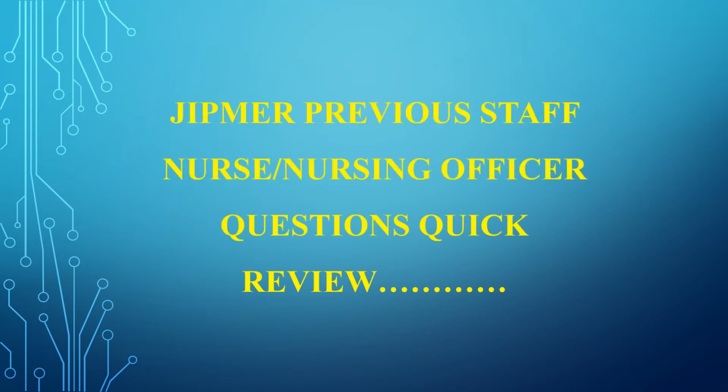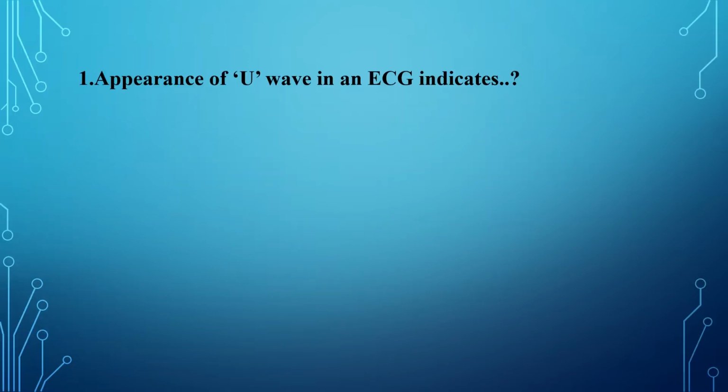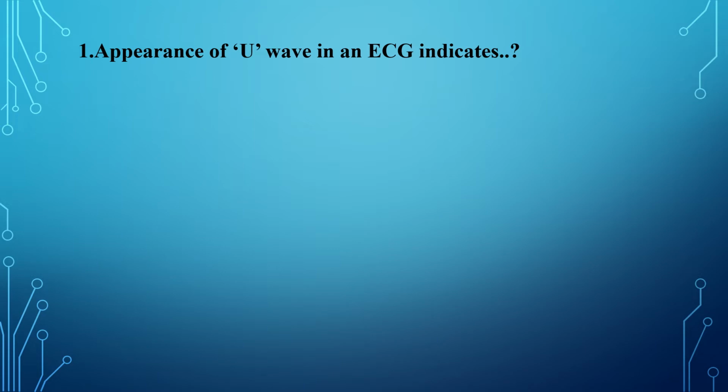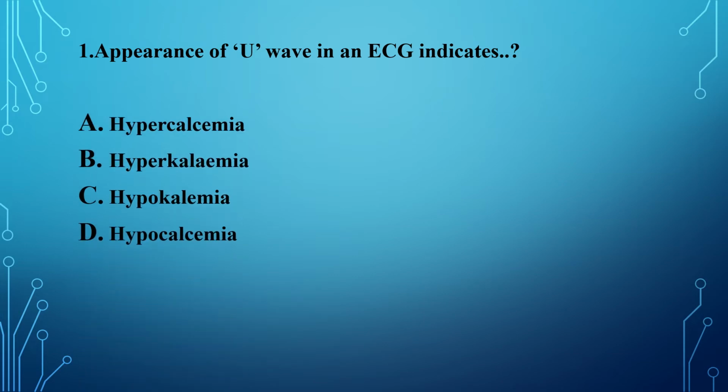Today we are going to discuss JIPMER previous staff nurse questions, a quick review. So the first question is: appearance of U wave in ECG indicates. Options: hypercalcemia, hyperkalemia, hypokalemia and hypocalcemia.